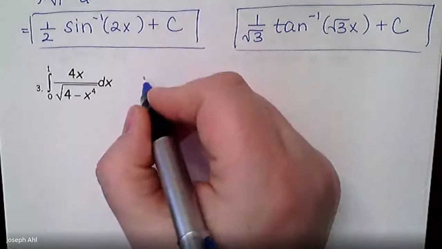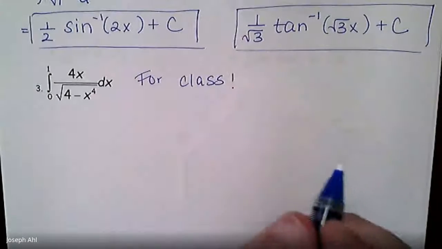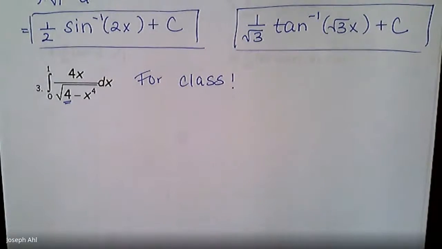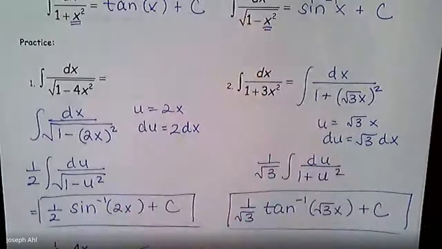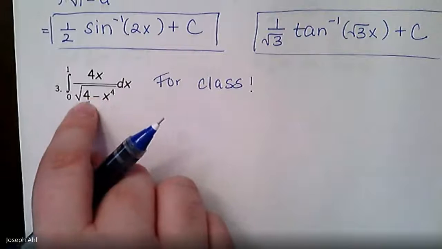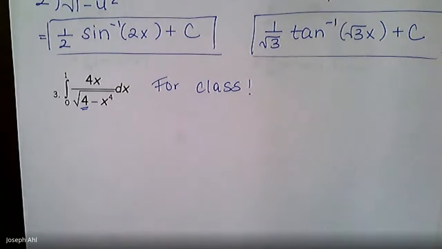I'll save number 3 for class tomorrow. If you're interested in giving it a shot, you could do it at this point, but the only thing I'll caution you about is that 4 there. So we have to do something with that 4, because if we're thinking this relates somehow to sine inverse, well, sine inverse is only for 1 minus a quantity squared, not 4 minus. So we're going to have to do a little bit of work in advance there. That's my big hint for number 3. And number 3 is also a definite integral, so we'll be able to plug in those bounds eventually too.